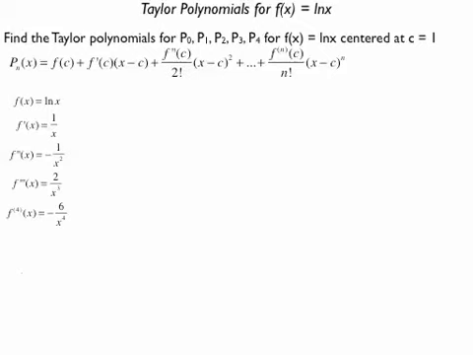F prime of x is 1 over x. F double prime is negative 1 over x squared. F triple prime is 2 over x to the 3rd. And the 4th derivative is negative 6 over x to the 4th.